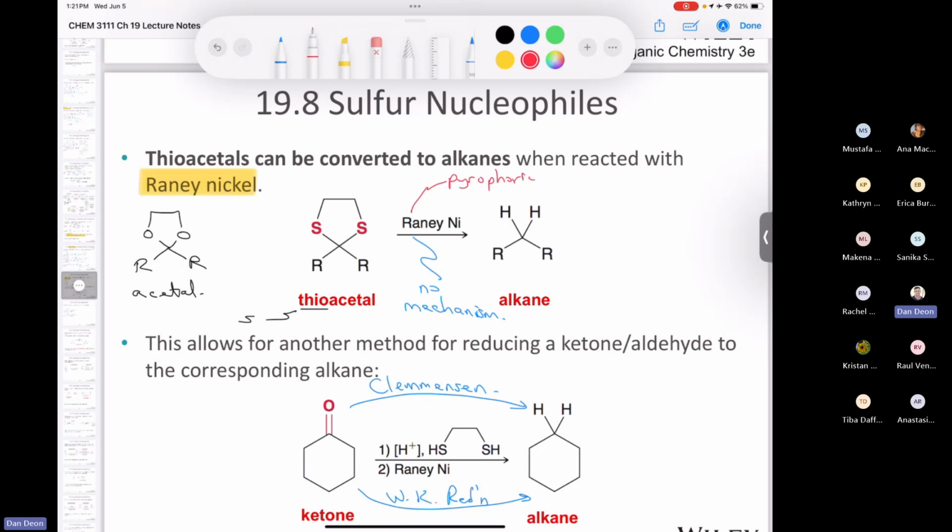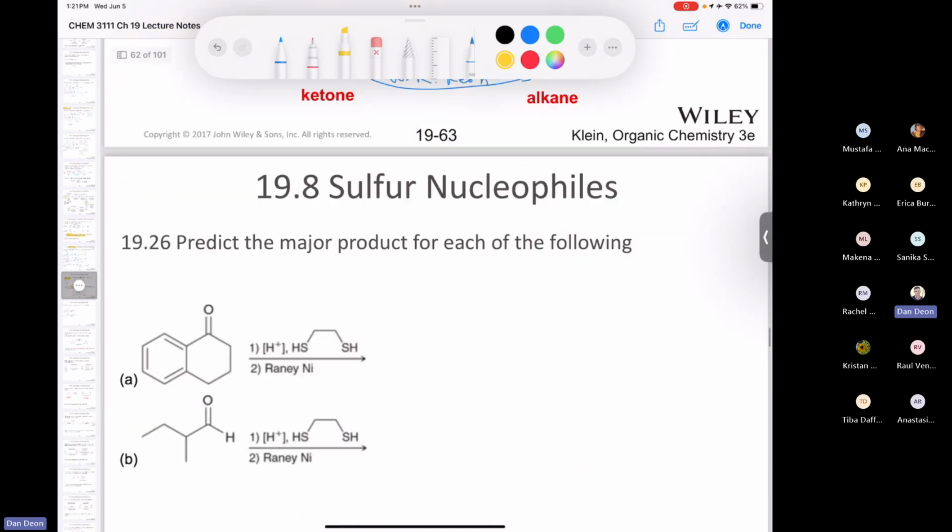But anyhow, also the mechanism is beyond the scope of our textbook. But it still is a great reaction because it provides you with another method for reducing a ketone or an aldehyde to the corresponding alkane. So now we have three ways. The first way is the Clemmensen reduction. And we also learned the Wolff-Kishner reaction. And then we also learned Raney nickel. So now we have three ways of doing that.